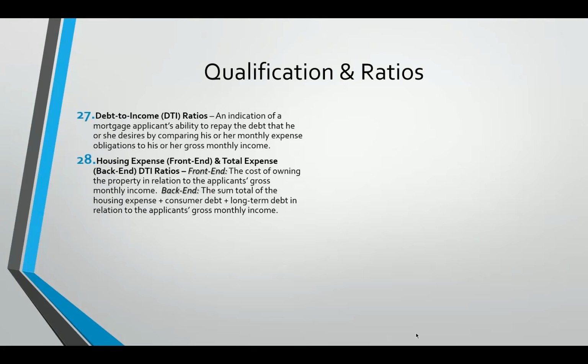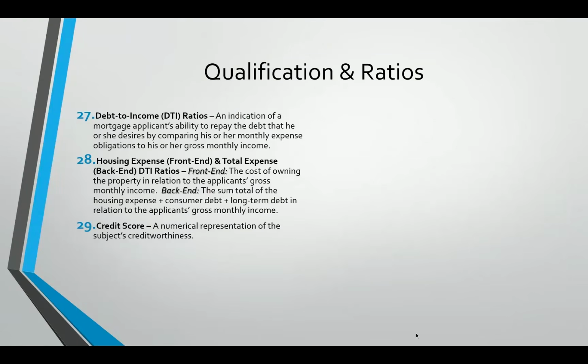The back end or total expense ratio is all costs in relation to income. So here we have the complete housing expense plus consumer debt plus long-term debt. And then that sum total is divided by the applicant's, again, plural possessive, gross monthly income. And that gives us the back end ratio.